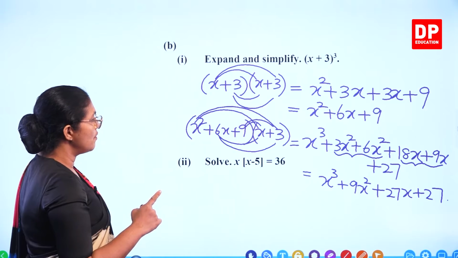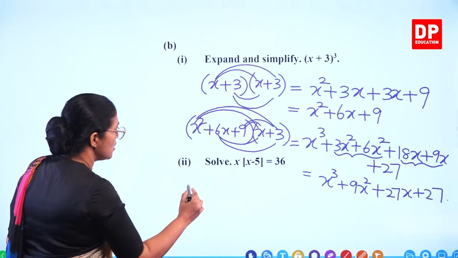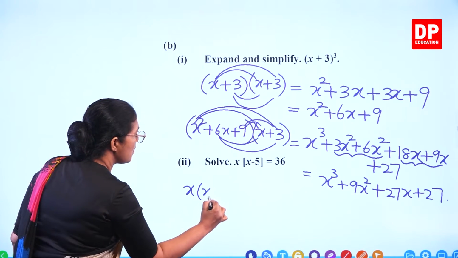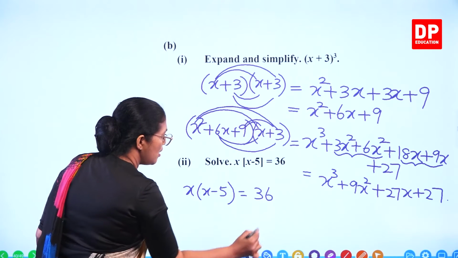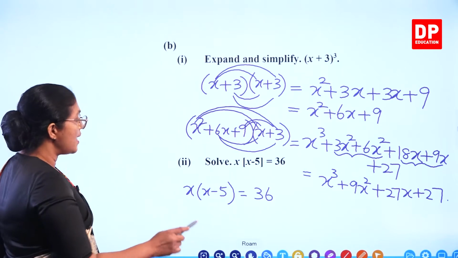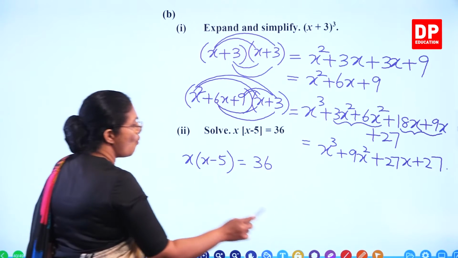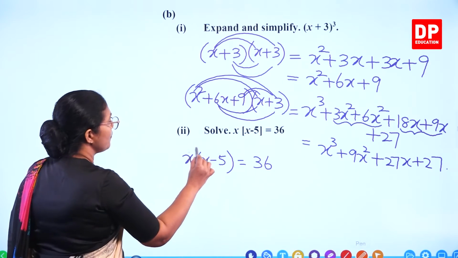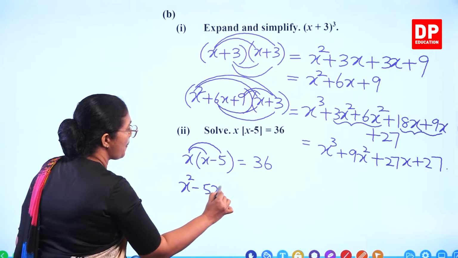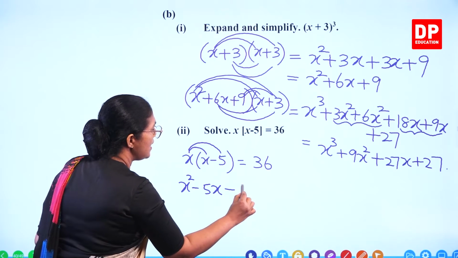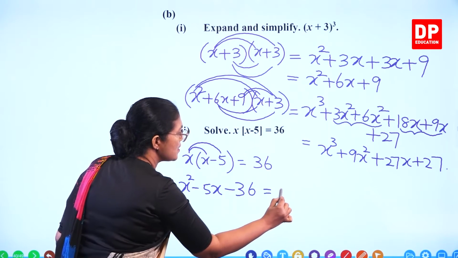Then solve this equation. x into x minus 5 is equal to 36. You have to expand brackets and take all terms to one side. Expand brackets, x squared minus 5x. Take 36 to this side. That's minus 36 equals 0.